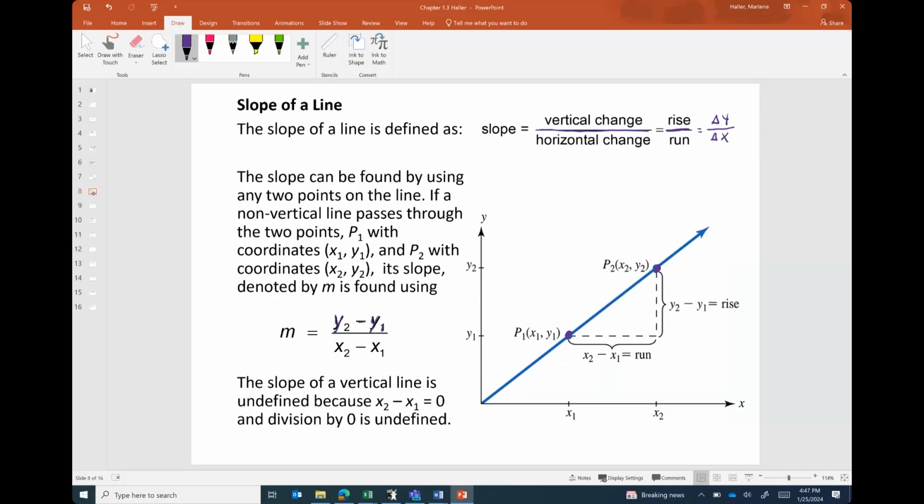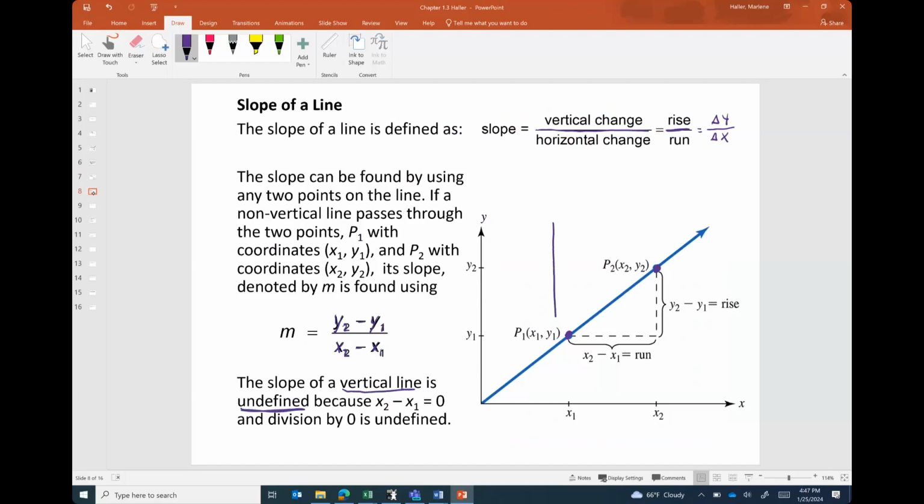And the horizontal change, or the run, then is the difference in the x coordinates of those 2 points, or x2 minus x1. All right? It's important to keep in mind that vertical lines and horizontal lines are a little bit different. The slope of a vertical line is always undefined because the difference in the x's is 0.